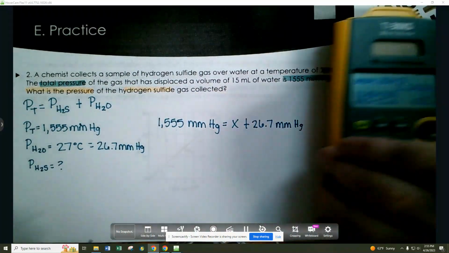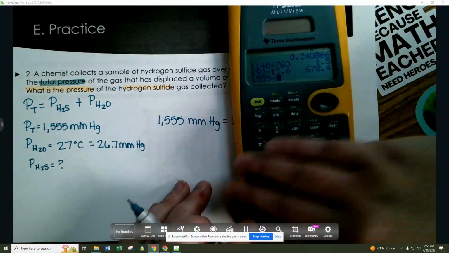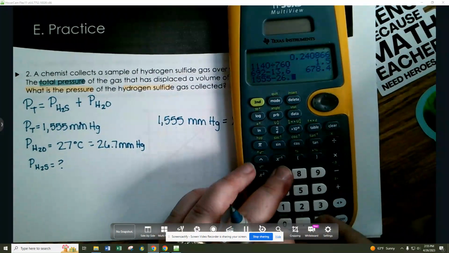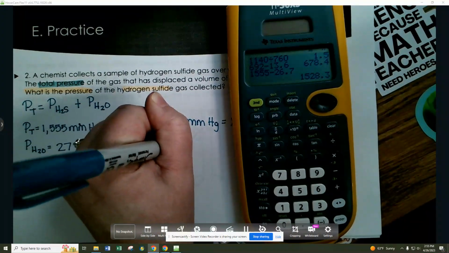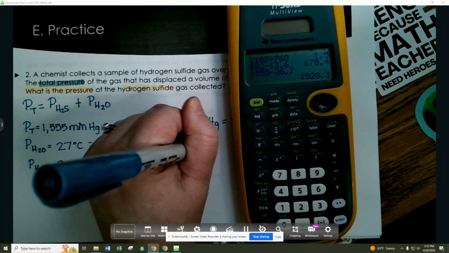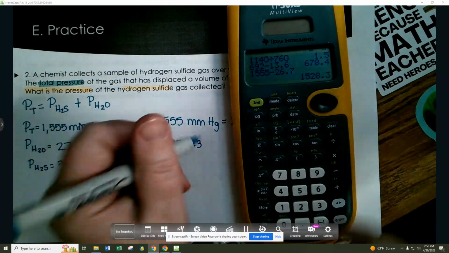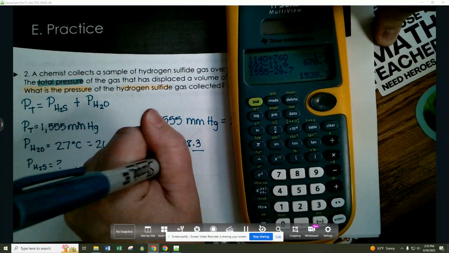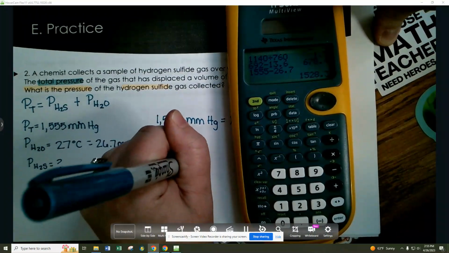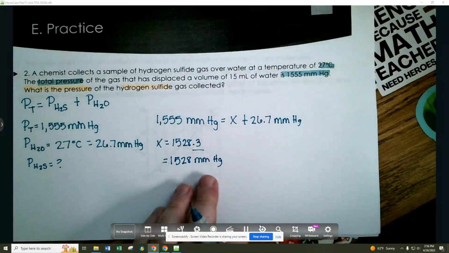So again, what we're doing here is subtracting. So 1,555 minus 26.7. Again, what we're seeing here is when I solve, I get 1,528.3. This does not have a decimal place. It doesn't matter how many sig figs are to the left of the decimal, but because there's a lack of decimal, we can't keep one. So in reality, our final answer is 1,528 millimeters of mercury if we're keeping rules of sig figs.